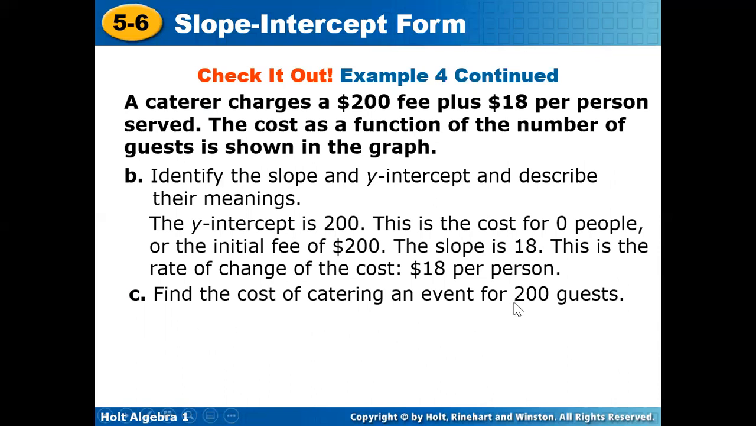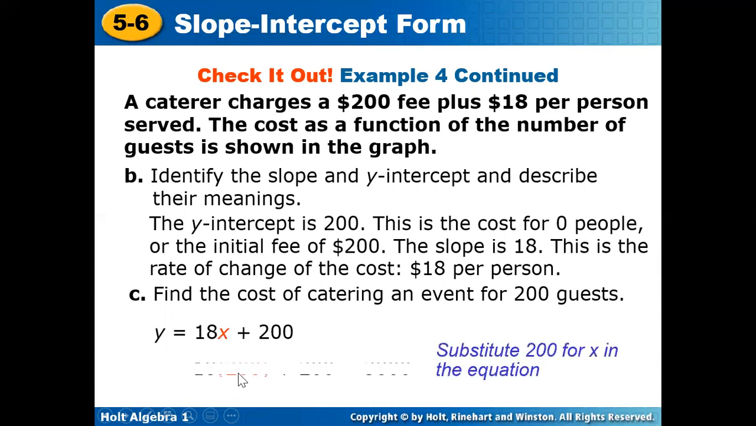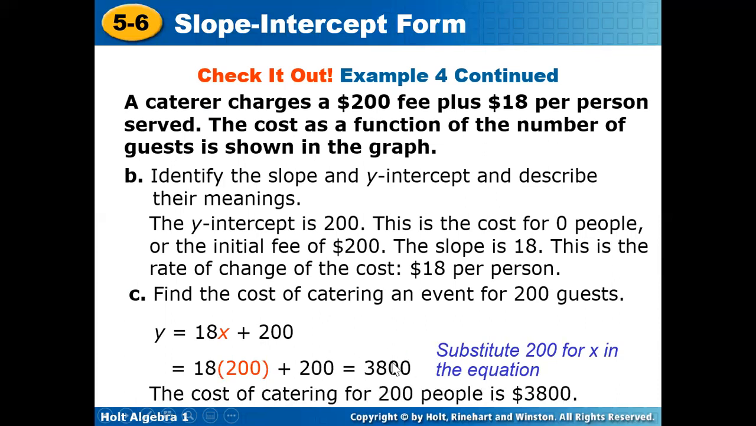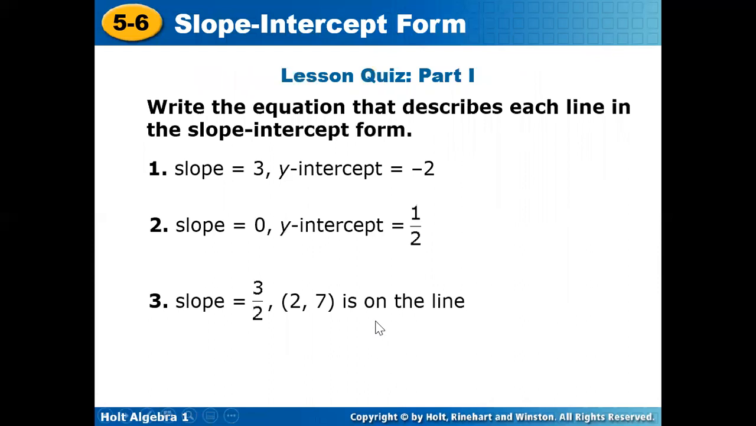So if we have an event for 200 guests, right? The amount of persons is our x. So we're going to sub that in for our x. And that will help us find our y. That is our cost, $3,800. The cost of catering for 200 people is $3,800. All right.